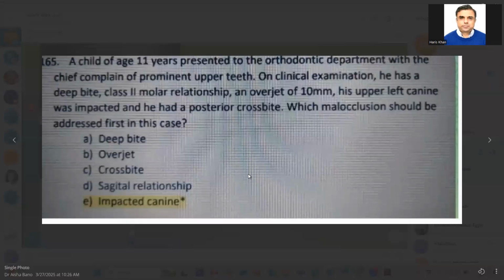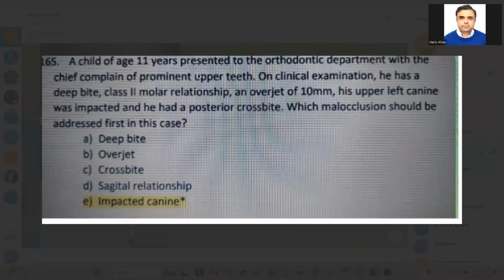A child of 11 years presented to the orthodontic department with a chief complaint of prominent upper teeth. On clinical examination, he has a deep bite, class 2 molar relationship and overjet of 10 millimeters. His upper canine was impacted and he has a posterior crossbite. Which malocclusion should be addressed first in this case?